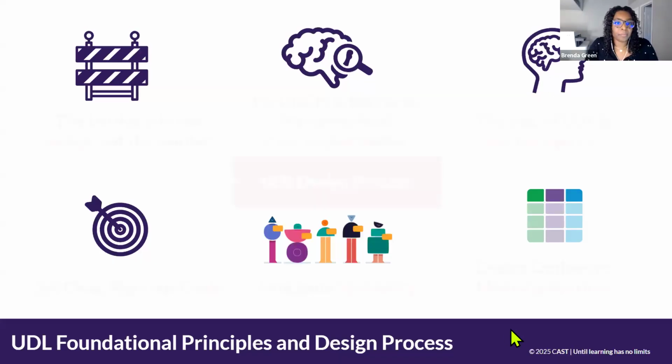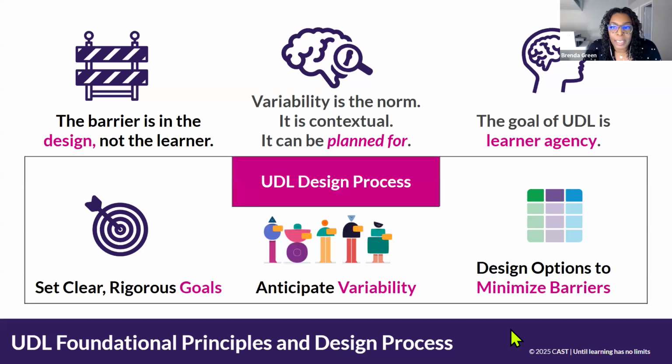All right, so just to make sure we're all on the same page in terms of UDL, there are our UDL foundational principles. So the barrier is in the design, not the learner. Variability is the norm. It is contextual and it can be planned for. And then of course, the goal of UDL is learner agency.